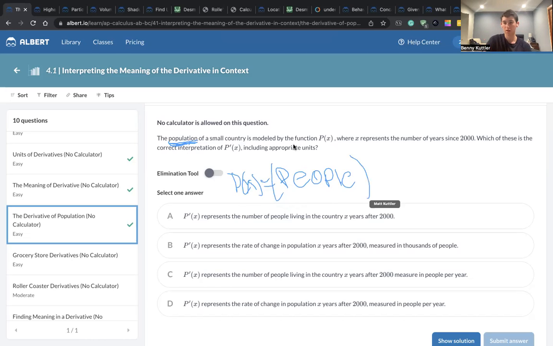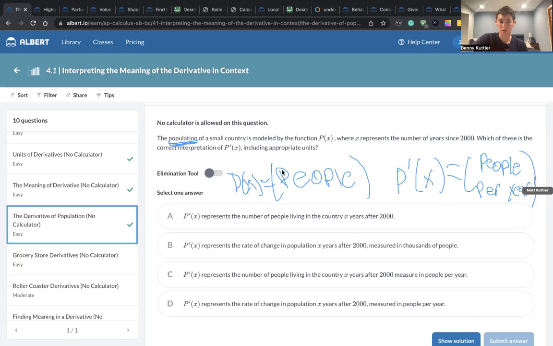is in people. So now, whenever we're taking the rate of change of something, in this case, we're taking the rate of change with respect to time, years. So when we're taking the rate of change, we do per whatever that time unit is. So here, p prime of x will be measured in people per year. So let's see which one of these choices matches up.